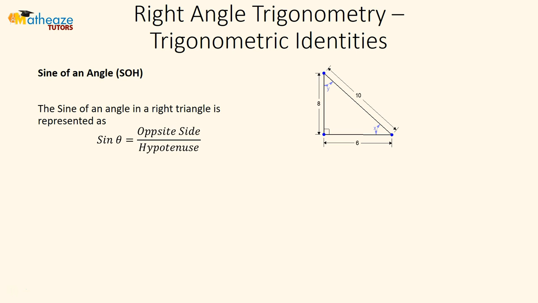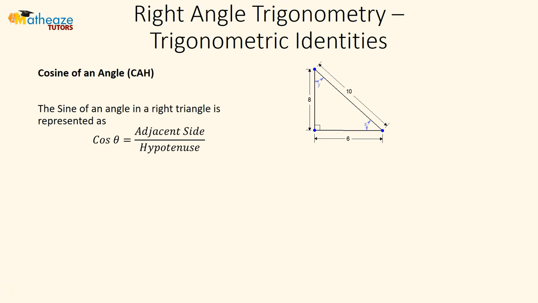So the sine of an angle of a right triangle is represented as the opposite side divided by the hypotenuse. So let's look at this right here. What is the sine of angle X? We're told that is the opposite, which is 8, divided by the hypotenuse, which is 10, which is going to be 4/5. And then sine Y, the opposite to Y is 6, the hypotenuse is 10, which is 3/5.